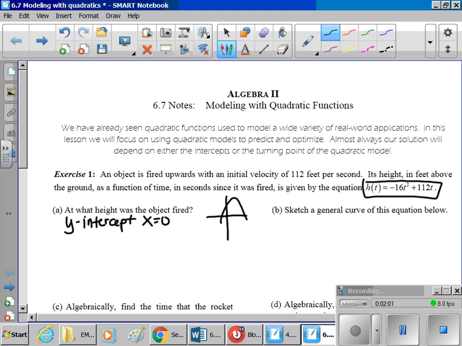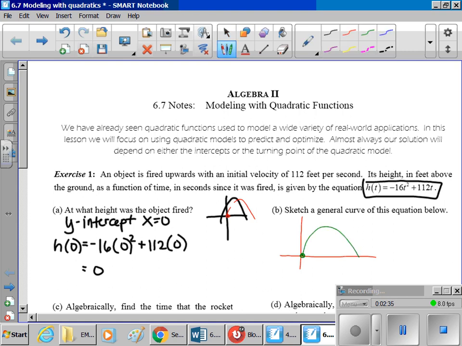So if I take my example and I find h of 0, it's equal to negative 16 times 0 squared plus 112 times 0. So h of 0 is equal to 0. So this one is actually going to look like this. It's going to start at 0 and go up and down. Now B says sketch a general curve of the equation, which I just kind of did. Because t is time, we're going to be a first quadrant quadratic, so it's going to look something like this. I always try to visualize it in my head. It'll make things a little bit easier.